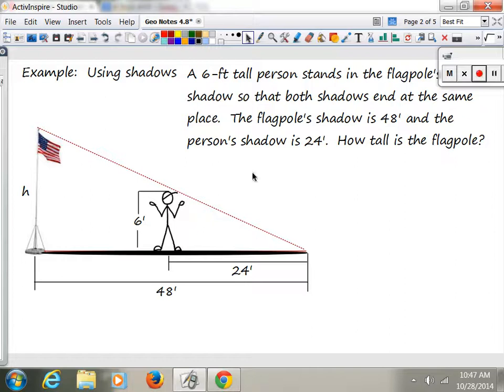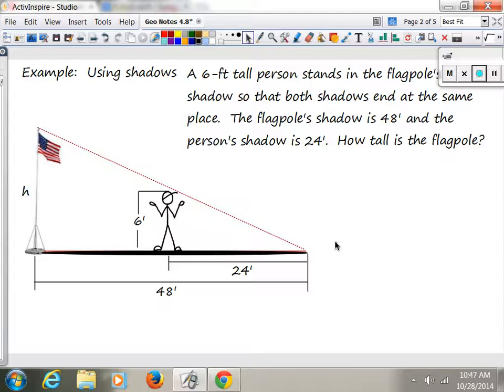So a 6 foot tall person, this guy right here, 6 foot tall. He's 24 feet from the end of his shadow. So what he decided to do to measure his flagpole is stand next to the shadow of the flagpole. The flagpole's back there, and the shadow is going past him. So he makes his shadow go right to the end of the other shadow. So both shadows end at the exact same place.